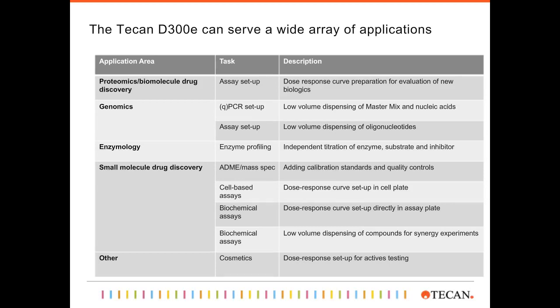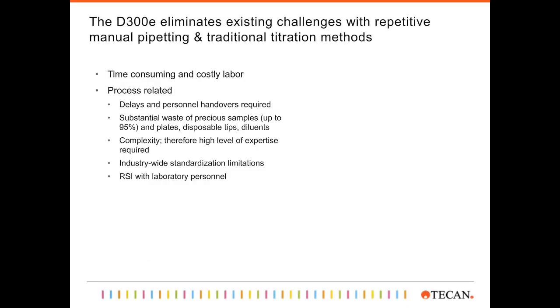So the D300e helps you to eliminate existing challenges with repetitive manual pipetting and traditional titration methods, especially as it eliminates time consuming and costly labor. And also in process, it eliminates process-related problems like delays and personnel handovers, which are required. There is a substantial waste of precious samples, up to 95%, as I later on show, and plates, disposable tips, diluents, also complexity, so therefore there's a high level of expertise required. And there's also industry-wide standardization limitations and repetitive stress injury with laboratory personnel.